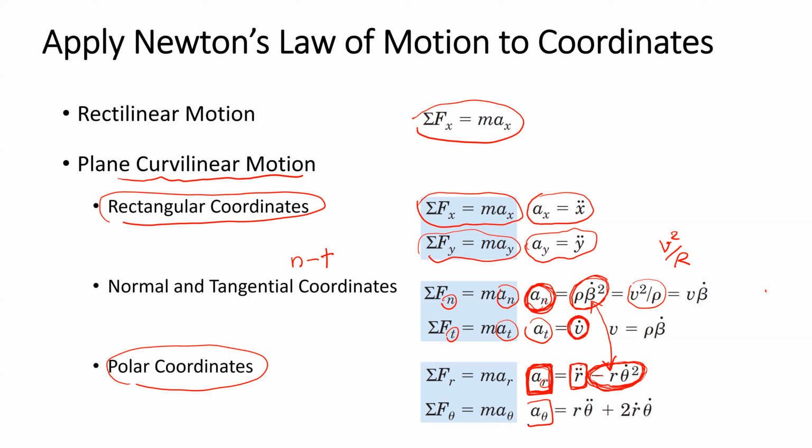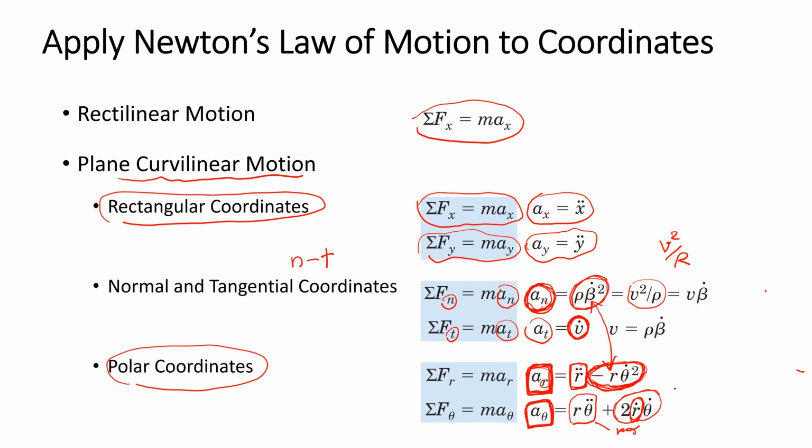For the transverse acceleration, the r theta double dot term is very easy to understand. It's r alpha. The linear acceleration at a point on the rim of a disk is equal to the radius multiplied by the angular acceleration. But the second term is the effect of the change in the radius. It also affects the acceleration in the theta direction.